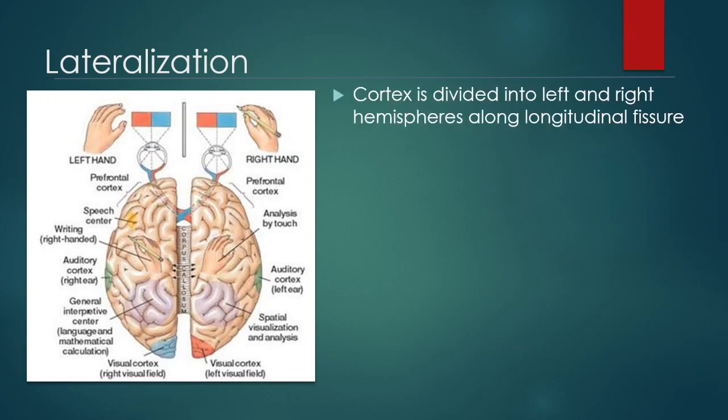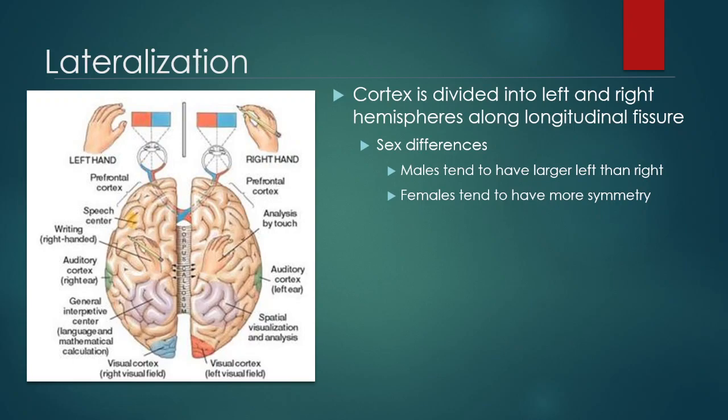So we've got these left and right hemispheres divided along the longitudinal fissure. We do see sex differences in brain structures, the two hemispheres. Males tend to have a larger left than right hemisphere. On average, the volume is greater on their left hemisphere than on their right, whereas females tend to have more symmetry between the two hemispheres. We have this contralateral cortical organization where almost everything seems to switch, so that you have these right hand, left hemisphere kinds of effects.